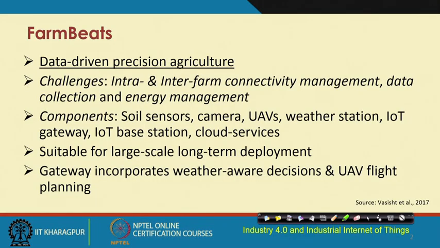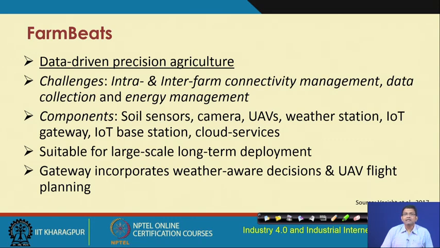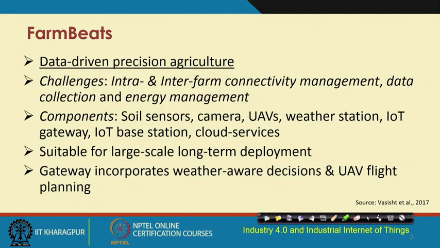FarmBeats is a solution proposed by Vasisht et al. in 2017. This work talks about the use of a data driven architecture for precision agriculture. Precision agriculture talks about how, through the use of different sensors and autonomous systems, precise decision making can be done for different agricultural problems.